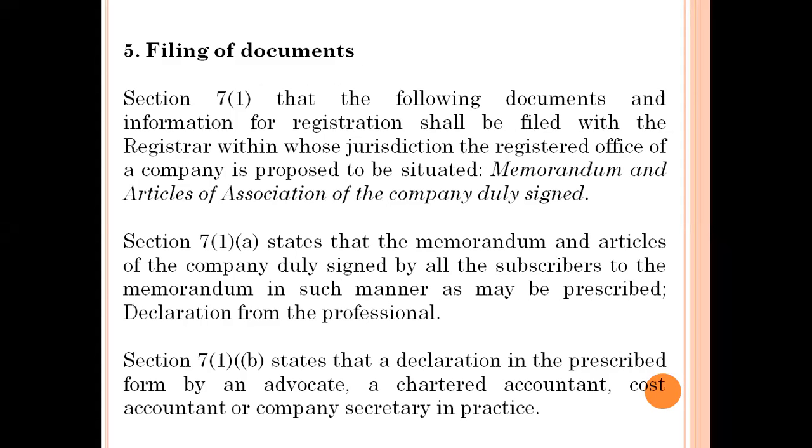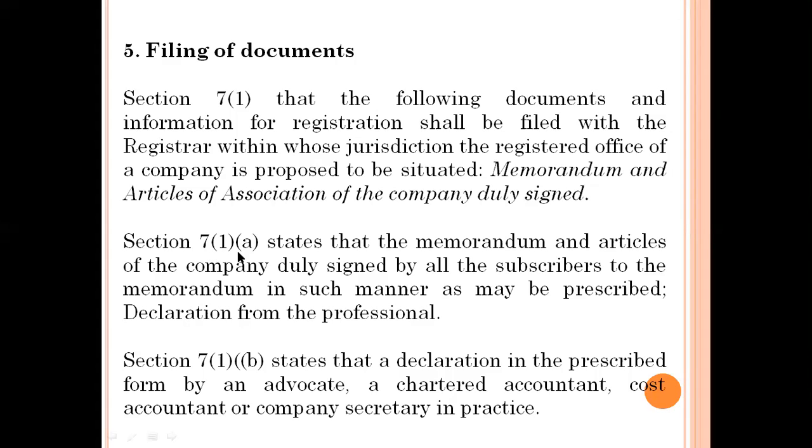And fifth one, filing of documents. Section 7(1) says that the following documents and information for registration shall be filed with the Registrar within whose jurisdiction the registered office of a company is proposed to be situated. Those are the memorandum and articles of association of the company, which must be duly signed.